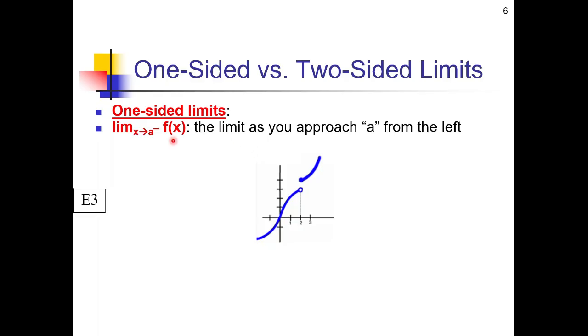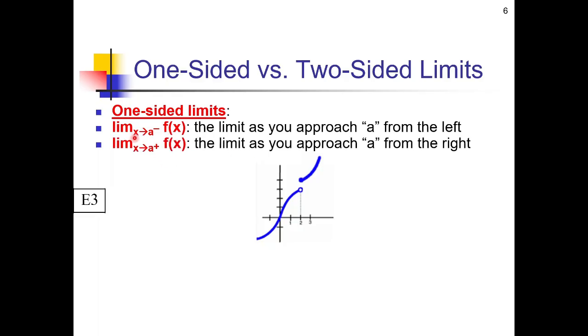Now we can also do a right-sided version of this. We would call that the limit as x approaches a with a little plus up here. That's the right-sided limit of f of x, approaching a from the right side. So for this problem, what I'm going to have you do is pause the video and see if you can figure out the left and the right-sided limits of f of x as we approach 2 right here. All right, let's see how that went for you.